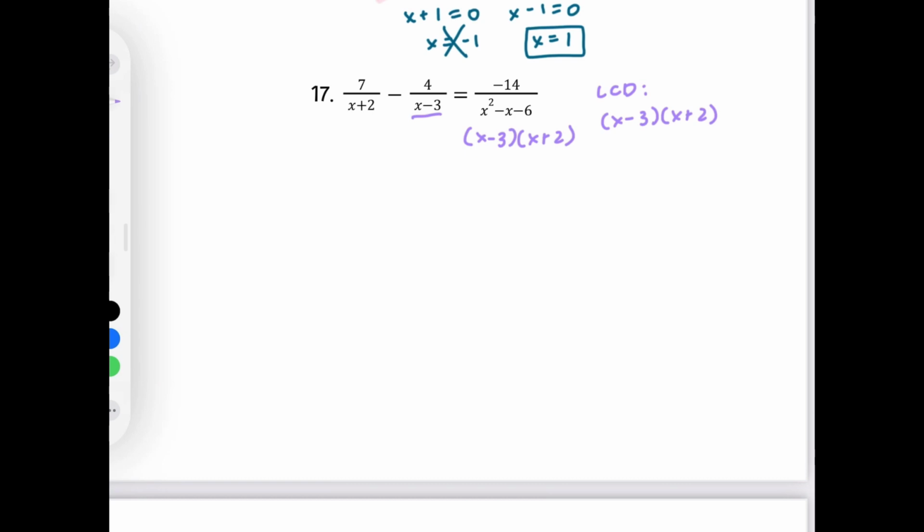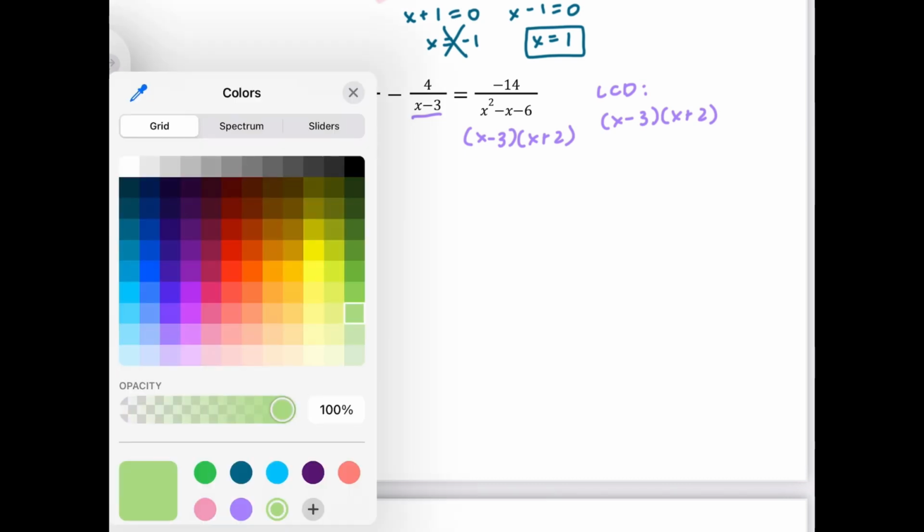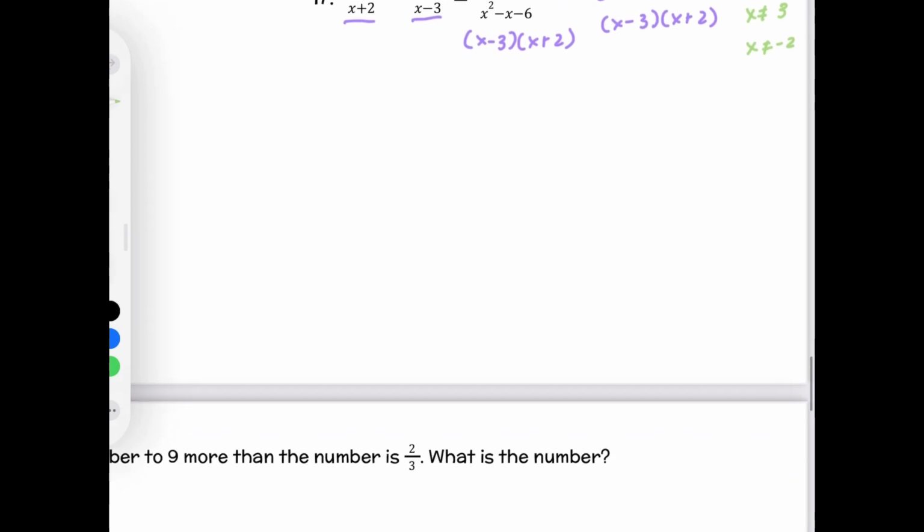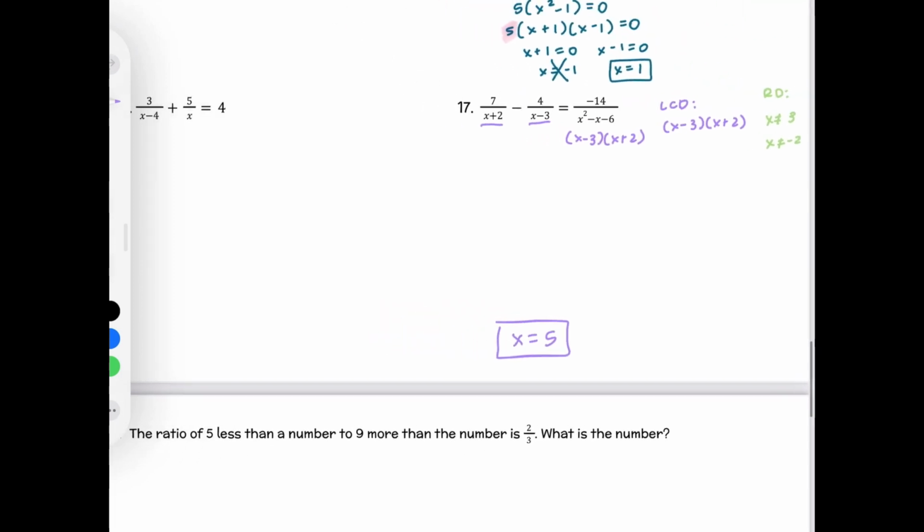This one already has an x minus 3. This one has an x plus 2, so it takes care of all of those. And then our restricted domain, set them both equal to 0 and solve for x. So x can't equal 3. X can't equal negative 2. All right, so go through and multiply all of these fractions by your LCD and solve, and you should get x equals 5. Okay, so I'm giving you the answer because I want you to go through and solve and know that you did it correctly.